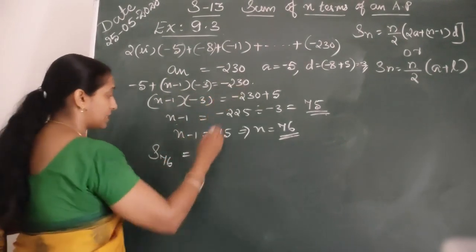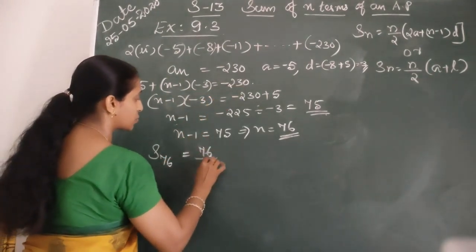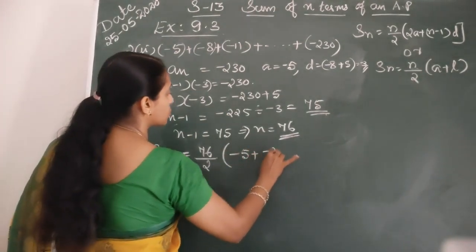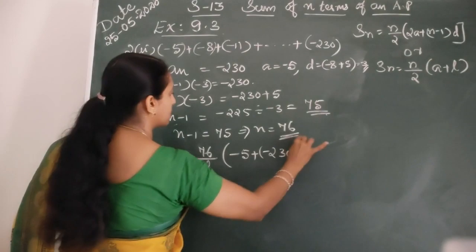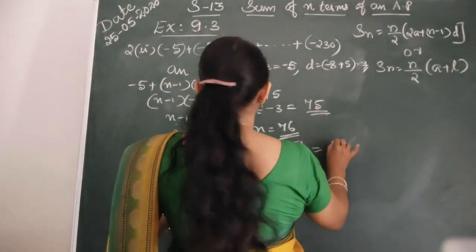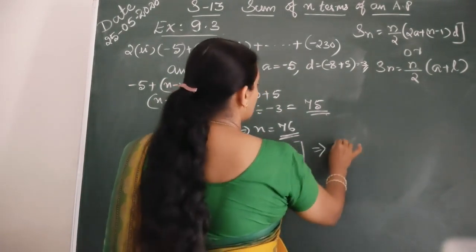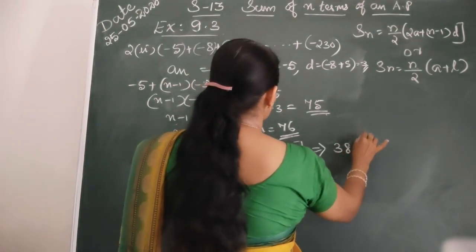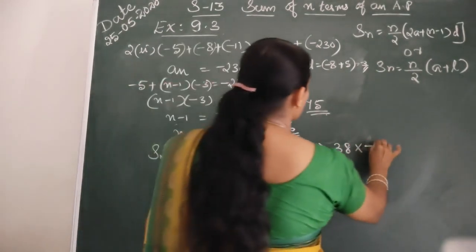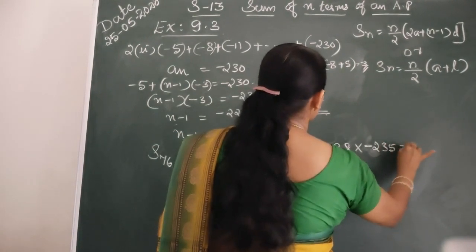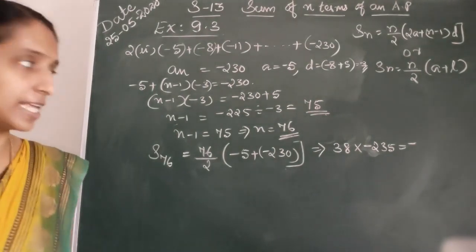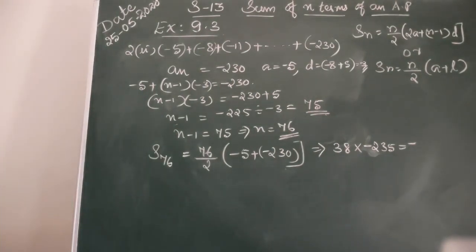So S76 is equal to, any of the formula, I am going to substitute it in the second formula. 76 upon 2, a plus l, minus 5 plus minus 230. l is minus 230. Right? So you are getting S76 is equal to 38 into minus 235. No? Minus 235, and you will get a sum in terms of minus.